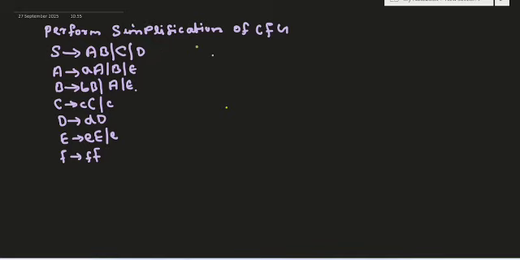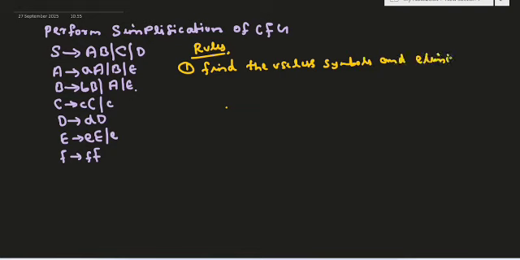So the rules are: the first step, find the useless symbols and eliminate them. Step number 2, eliminate all null productions. Null productions can also be called epsilon productions.